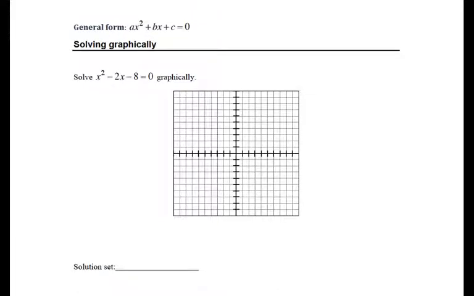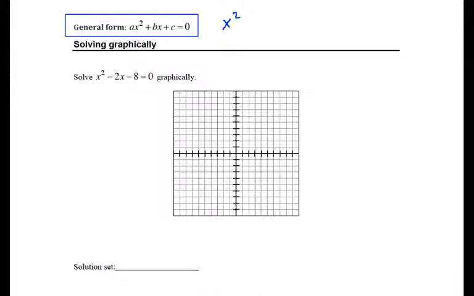To solve a quadratic equation graphically, we just need to recall our methods of graphing a quadratic equation and recall our methods of solving a general equation from a graph. First of all, a quadratic equation is an equation that can be put in this general form ax squared plus bx plus c equals 0. Basically, we recognize these as being equations in which the highest power is an x squared.